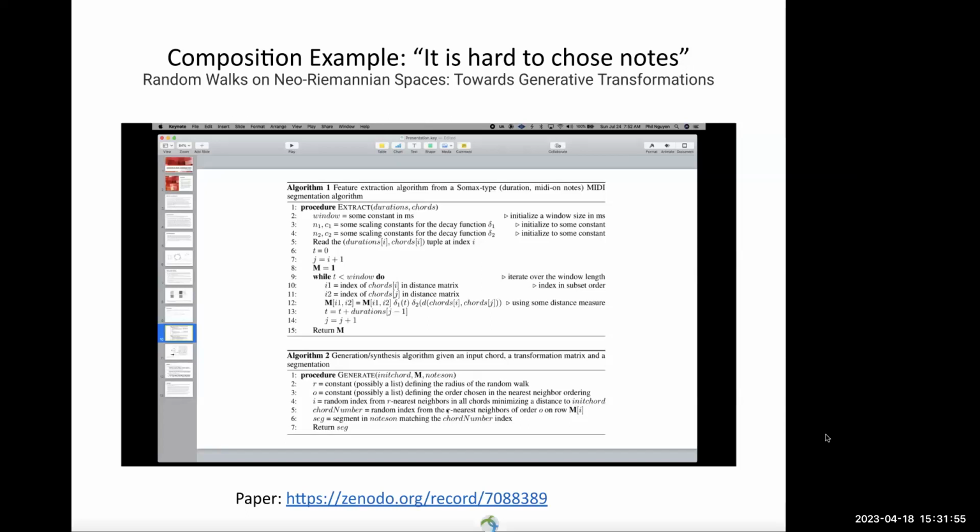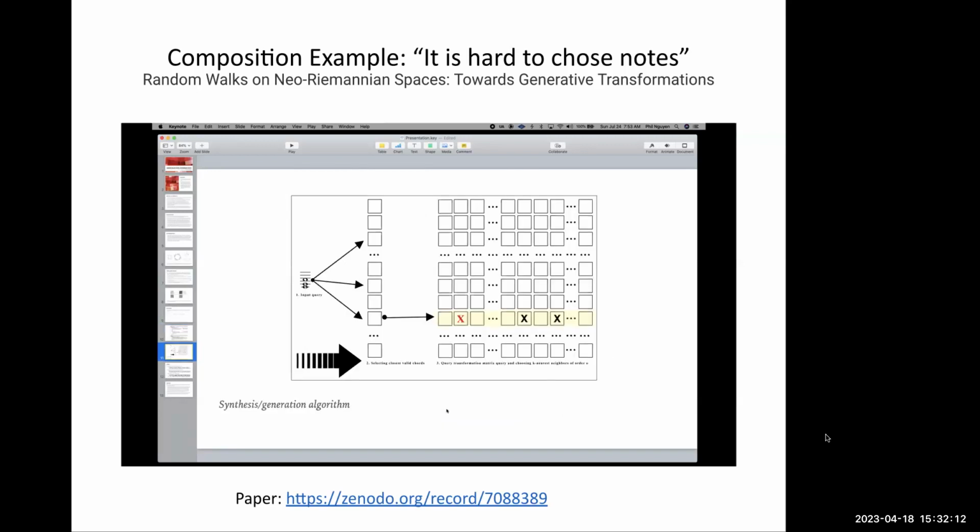So algorithm 1 effectively generates a transformation matrix, which is basically a distance matrix. And algorithm 2, from that distance matrix, actually generates a random walk based on the data that was learned in the distance matrix. So here is what I'm talking about.